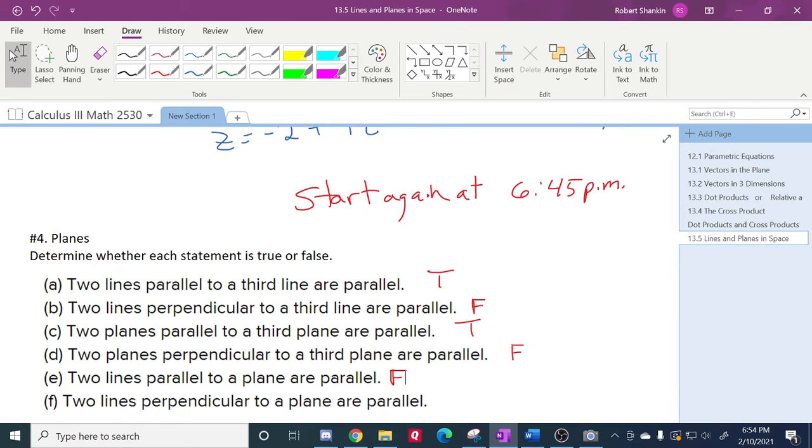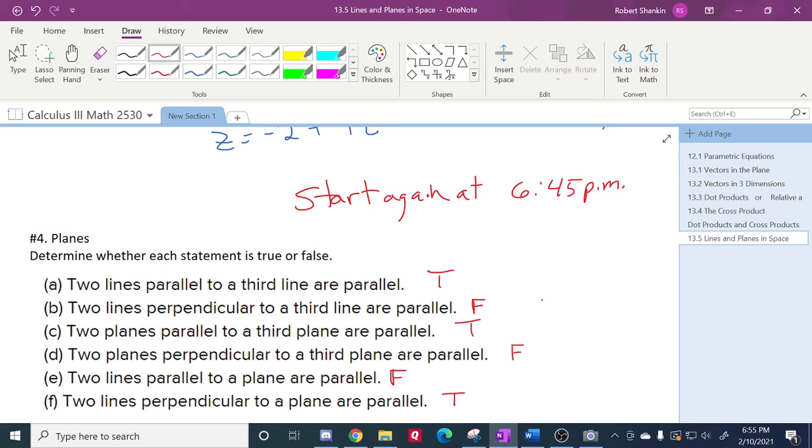Group 1, what do you have here? Rowan and I said, is it true? Both saying true. Yes. Lines perpendicular to a plane are parallel. I agree. If my desktop is my plane, then any line perpendicular to that has to go straight up and straight down. And so all straight up, straight down lines are going to be parallel.